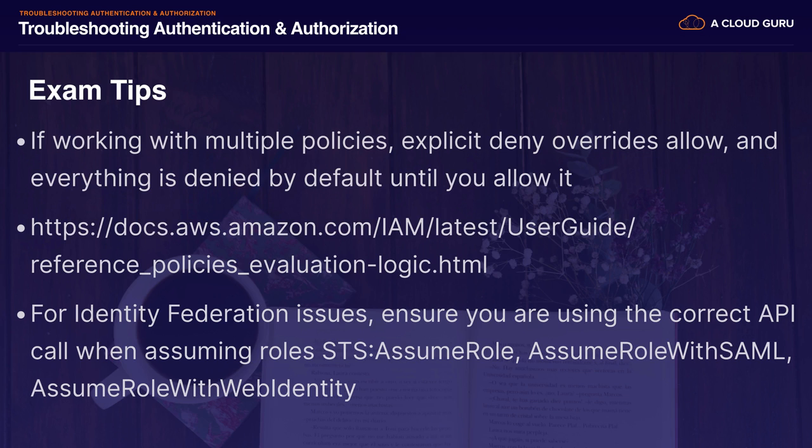And finally, for identity federation issues, make sure that you are using the correct API call when assuming roles. So STS AssumeRole for identity access management users authenticated by AWS, AssumeRoleWithSAML if your users were authenticated by your on-premises Active Directory, and AssumeRoleWithWebIdentity if your user was authenticated using a web identity provider like Google, Facebook, or Amazon.